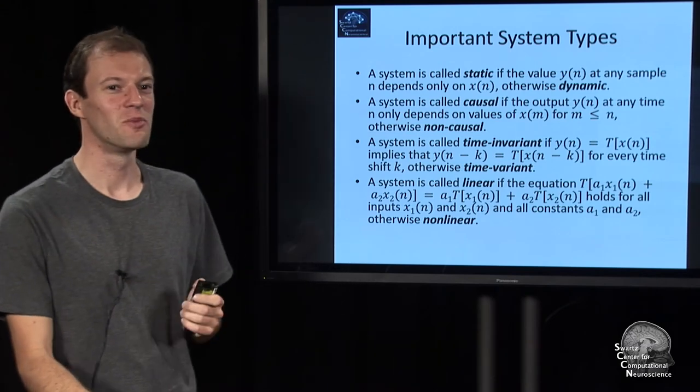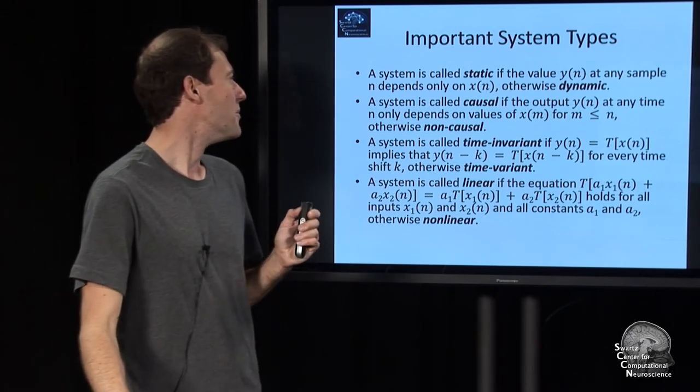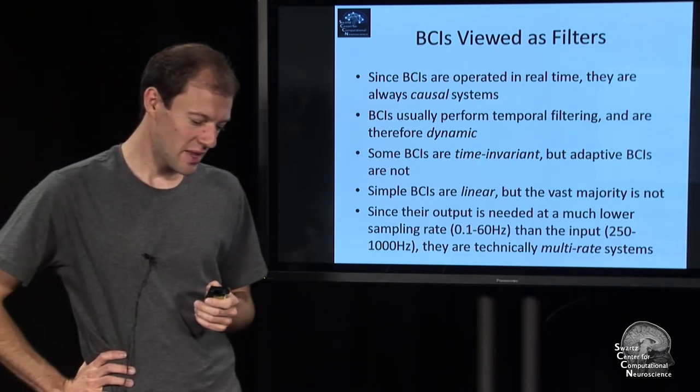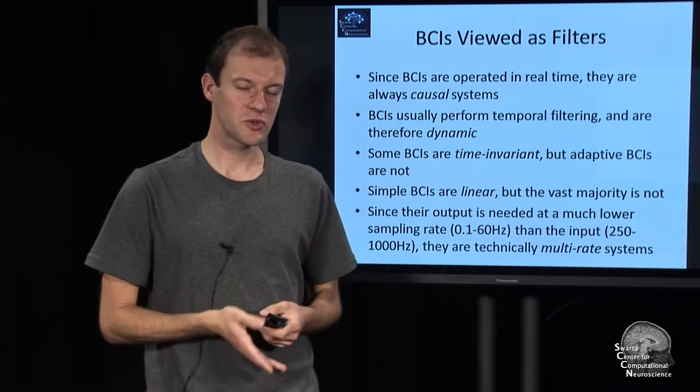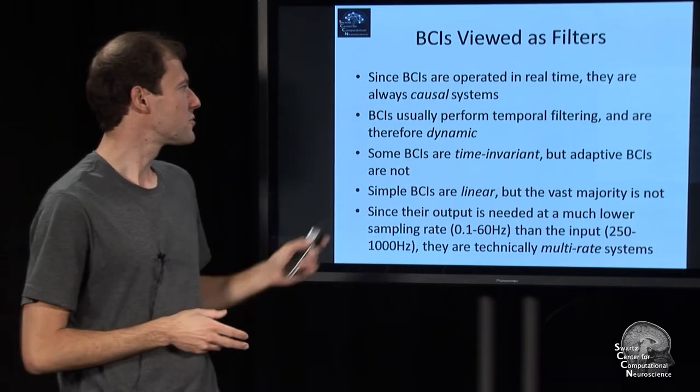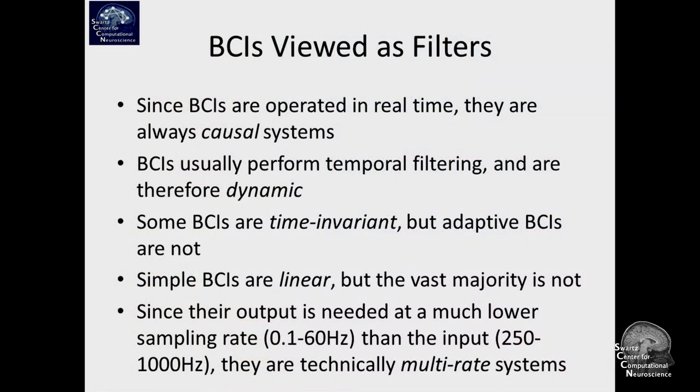It gets a little bit more interesting now. So when you now say, let's view a BCI as one of these filters, the whole thing, you would say, well, first and foremost, since you run them in real time, they have to be causal. It basically also means that any of its parts have to be causal. Also, usually they do some kind of temporal filtering. I'll talk about that. So they do transfer information across time, in a sense, and so they are dynamic.